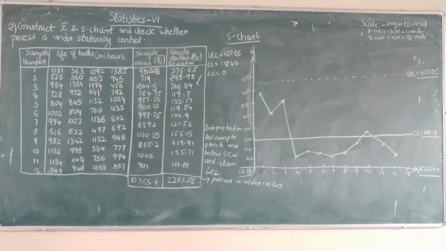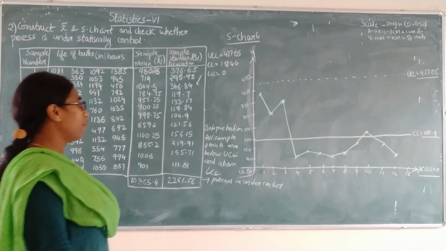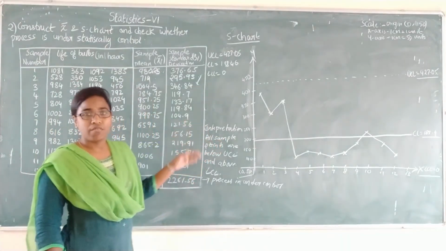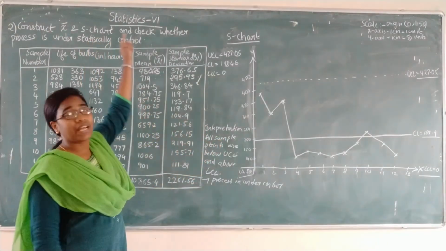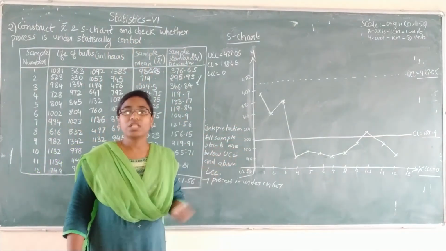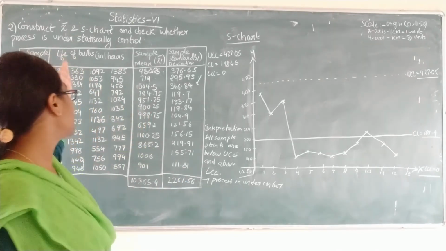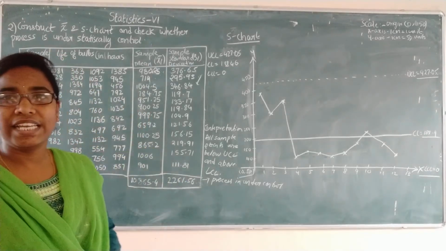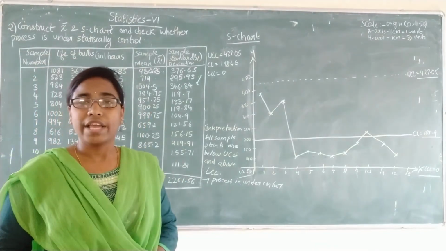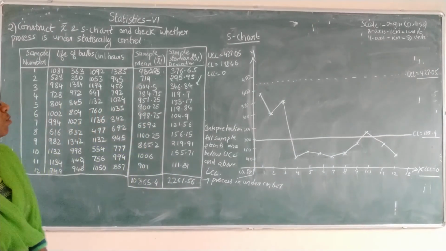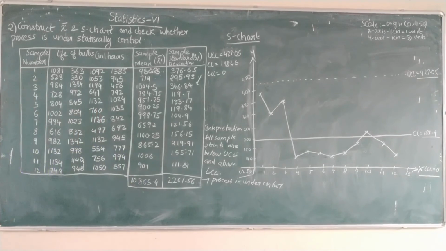So in the interpretation, what will we write? We will write it as the final conclusion. Therefore, the X bar chart and the S chart both are under control. So therefore, the production process is statistically under control. Be careful while writing the conclusions, because mostly the conclusions are the main important thing.